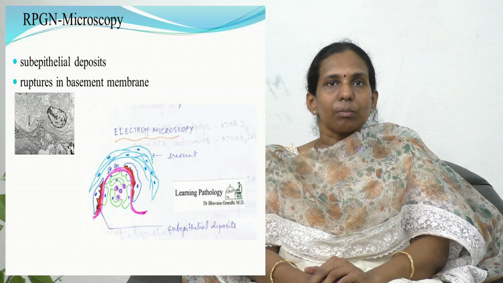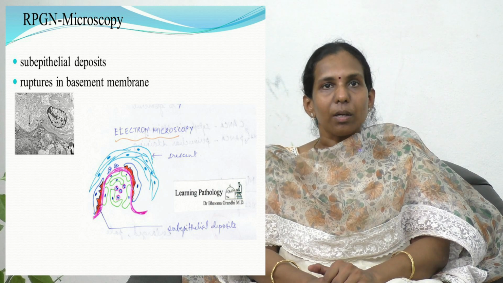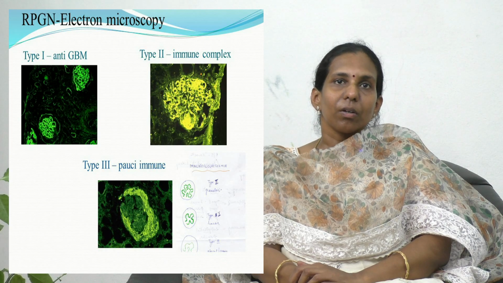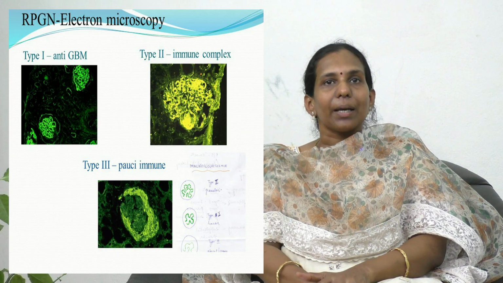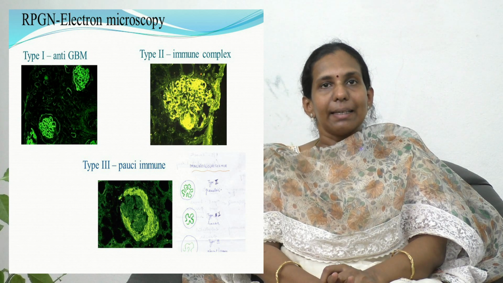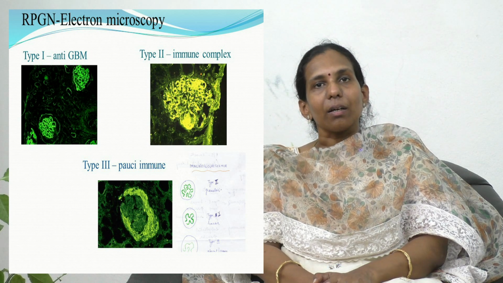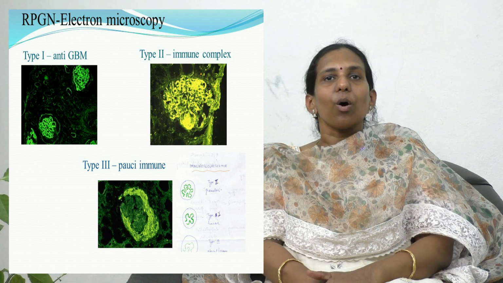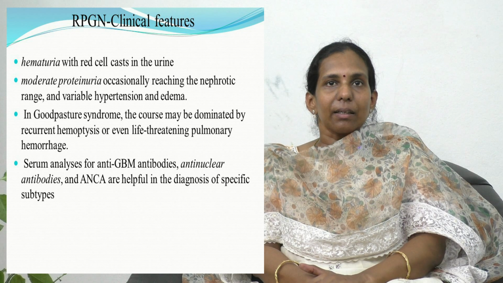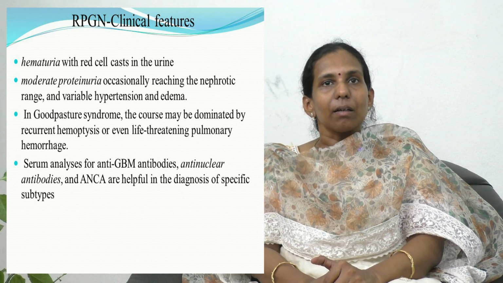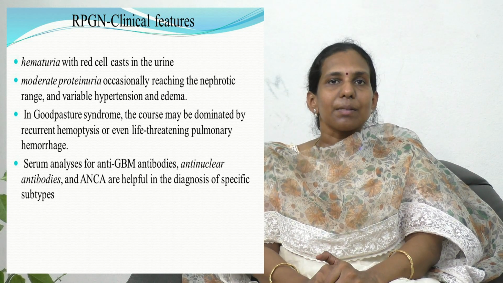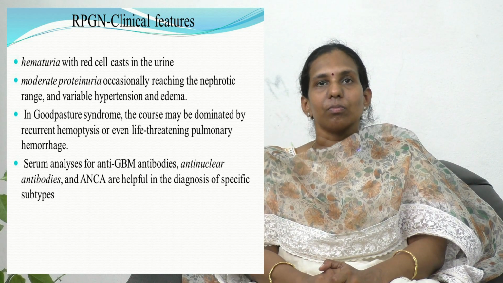The electron microscopy will show subepithelial deposits. Immunofluorescence of type 1 is linear, type 2 is granular, type 3 is little or absent. Clinically, hematuria is seen along with lung symptoms in Goodpasture syndrome.